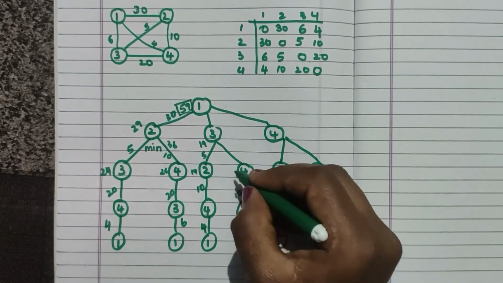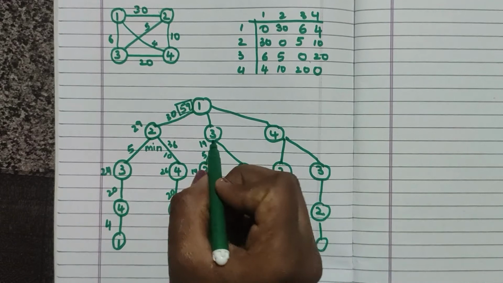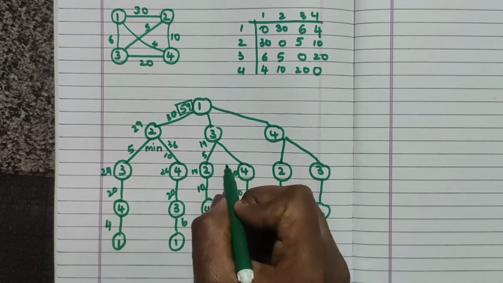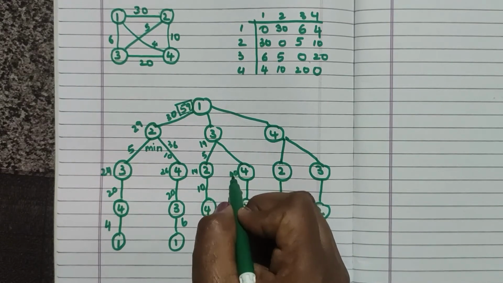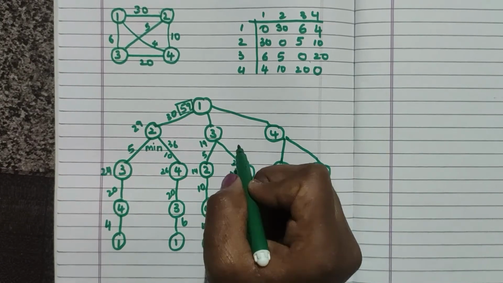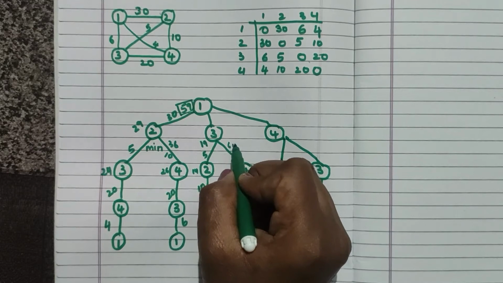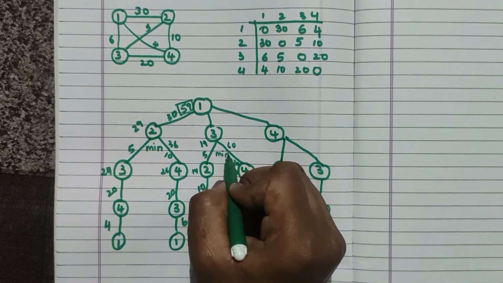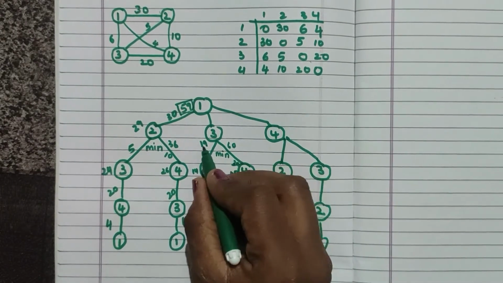Add on with this, you get 40. And now 3 to 4, the value is 20. So add on with this, 40 plus 20, it is 60. Now you need to find the minimum value in this. So the minimum is 19.